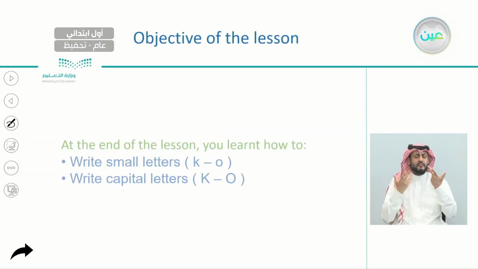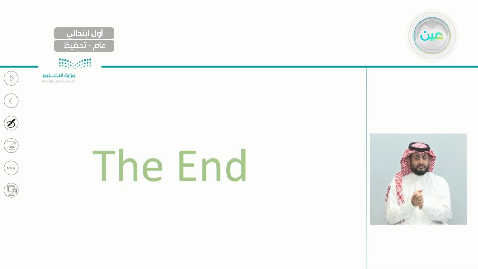What you've learned today is how to write letters K to O in small and capital forms. So this is the end of our lesson today.